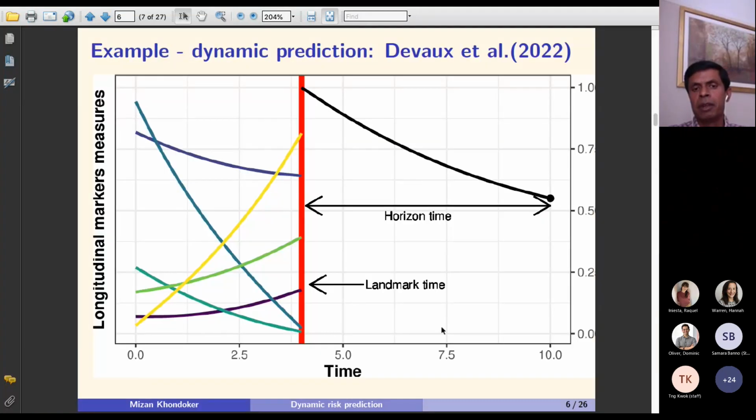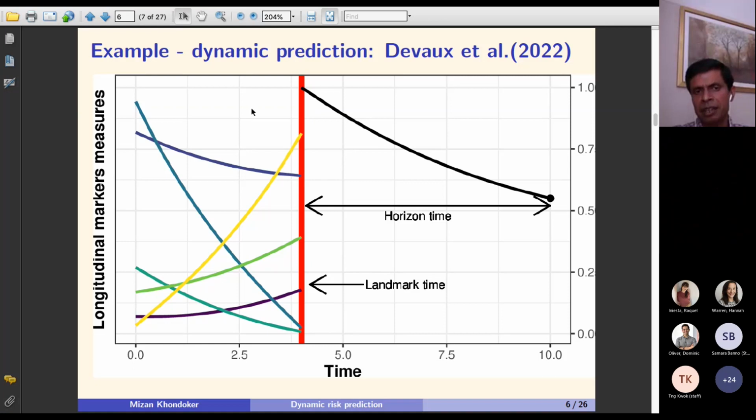And this is just a graphical illustration of how dynamic prediction works. This is from Devaux et al., a new publication actually available online. The left-hand side of the red line shows the observation period of data collection. The different lines show the different longitudinal biomarkers, and time to event is also collected in this observation period. And the red line, in the language of dynamic prediction, is called the landmark. This is the last point of the observation period, the final landmark.